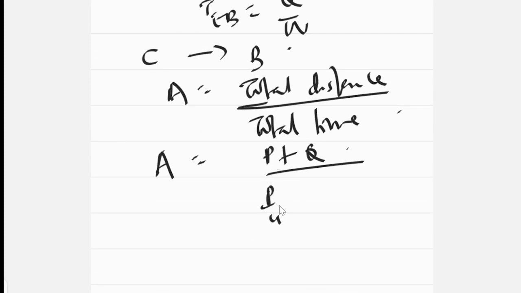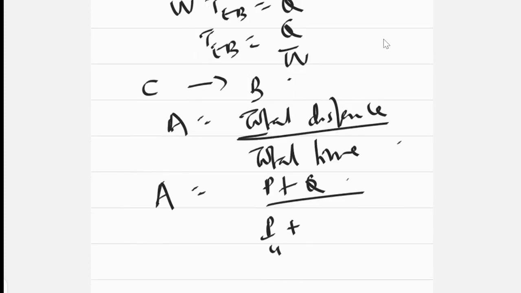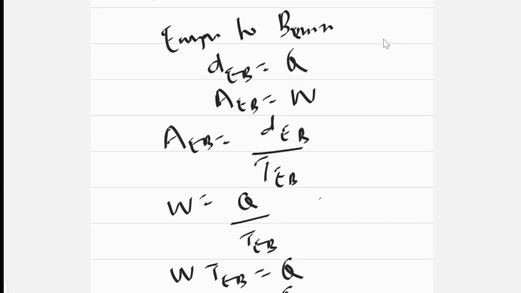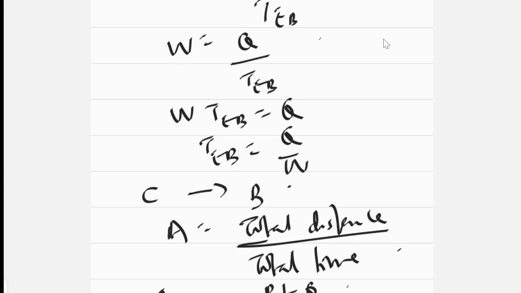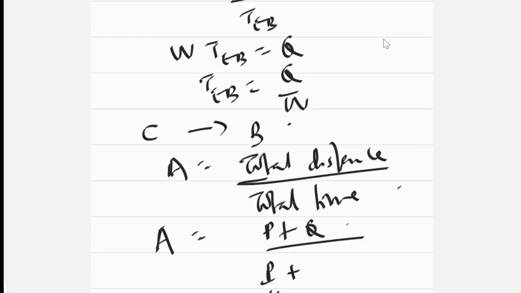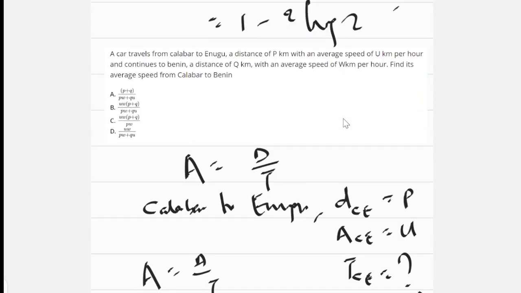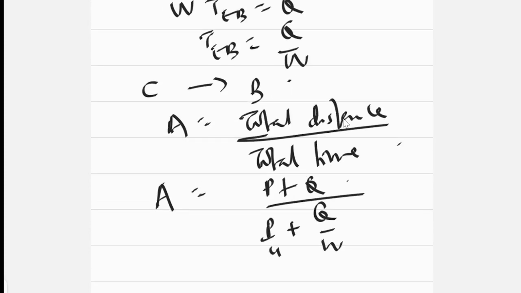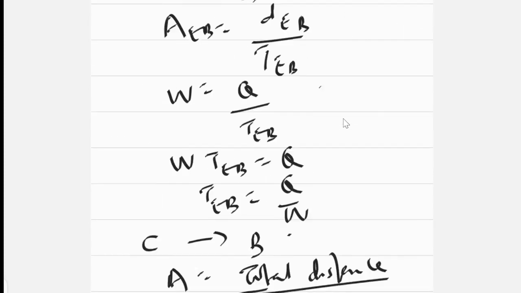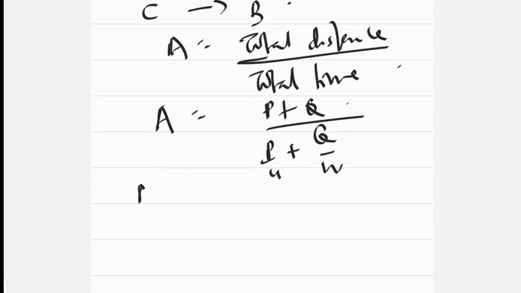P over U plus, from Enugu to Benin, Q divided by W. Let's see the answer we have. Okay, let us simplify it further. Then I'm going to have P plus Q, then you find your LCM, that is U over W.